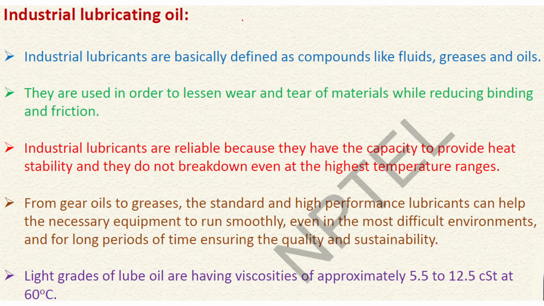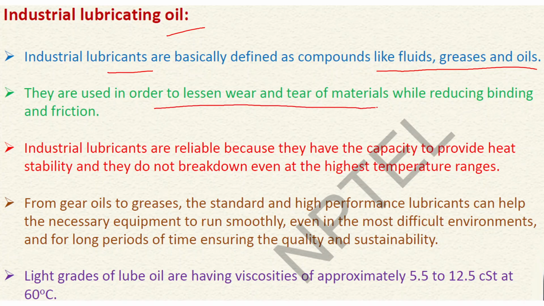Coming on to the next product, which is the industrial lubricating oil. Industrial lubricants are basically defined as compounds like fluids, grease, and oils. They are used in order to lessen wear and tear of materials while reducing binding and friction. They are mainly used in industries between the two moving parts of the heavy machinery. So the main function is to lessen the wear and tear between the two moving parts and to reduce the friction.